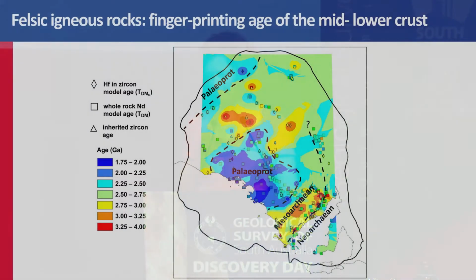I'm going to move on to some isotopic geochemistry now. This is a way that we can get an indicator of what the age of the mid and lower crust is. So felsic igneous rocks are derived from a combination of fractionation of mantle magmas and crustal melting. And we can use whole rock neodymium model ages and hafnium in zircon model ages and inherited zircons as a proxy for what the lower crustal reservoir or source region for these granites is.